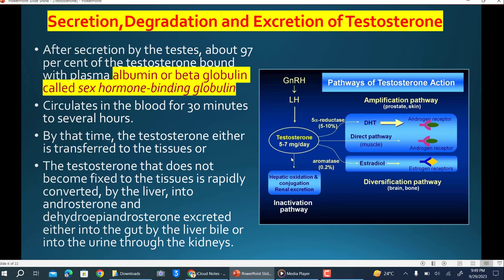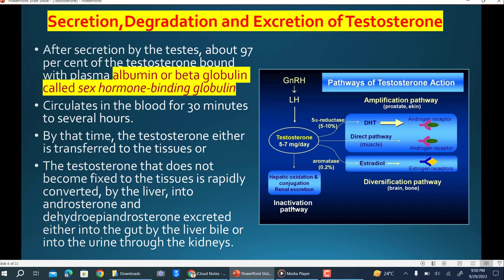Here, this is the pathway by which testosterone is secreted. Gonadotropin releasing hormone acts on the pituitary. They produce luteinizing hormone, which causes production of testosterone by the Leydig cells, and then they act on various tissues, which have receptors in the muscle and in bones. They are either utilized in these tissues or in the skin, or if they are not utilized by these tissues, they are then degraded and inactivated by the liver and excreted from the body.